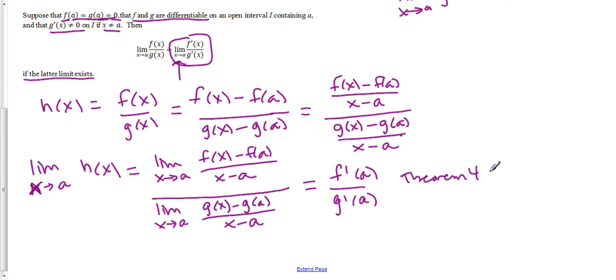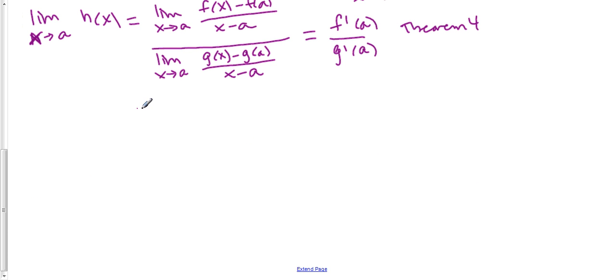But what if for some reason I get another indeterminate form? What if this turns out to be infinity over infinity? Then I haven't really helped myself. So I need to back up for a minute and write this a little bit differently.